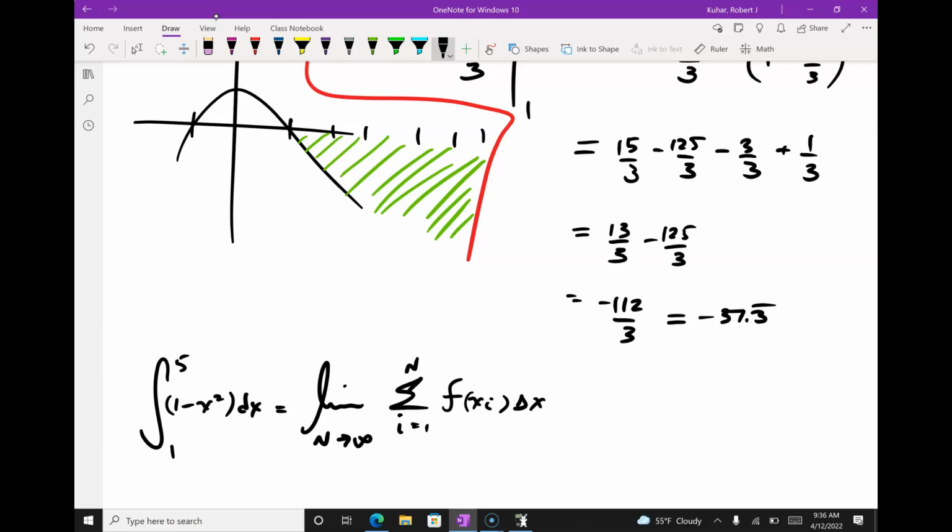Now, I'm using right-hand rectangles only for Calc 1. For Calc 2, I use right-hand rectangles, left-hand rectangles, midpoint rectangles, trapezoids, and something called Simpson's rule. But I'm not going to torture all of you with this because I'm going to torture the Calc 2 students with it. Okay?